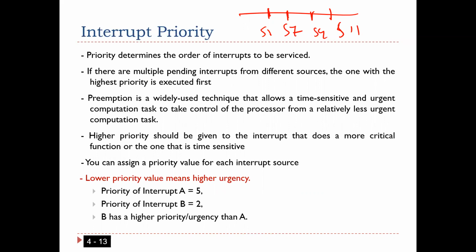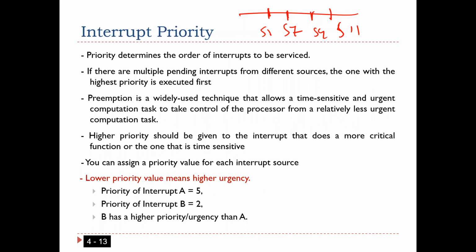Sometimes it doesn't matter. If your program does not have something time sensitive or very critical that you want to do first, it doesn't matter. However, sometimes it matters. Sometimes I need to say this one is more important or more time sensitive than that one. So if this interrupt comes with other interrupts, you have to do this one first. Yes, you can control it.